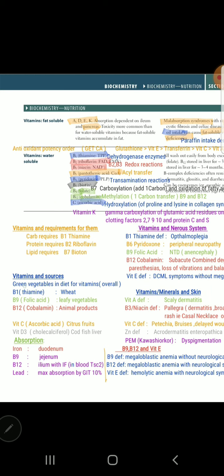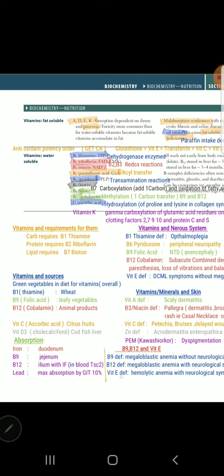Vitamins and sources: green vegetables and fruits as well. Overall sources of vitamins: B1 thiamine is in wheat, B9 in leafy vegetables, B12 cobalamin in animal products, vitamin C ascorbic acid in citrus fruit, D3 in cod liver oil. Absorption: iron is from the duodenum, B9 jejunum, and B12 with intrinsic factor in the ileum. And B12 is transported in blood bound with transcobalamin 2. That is another MCQ asked. And lead maximum absorption by GIT is 10%, 90% is lost.